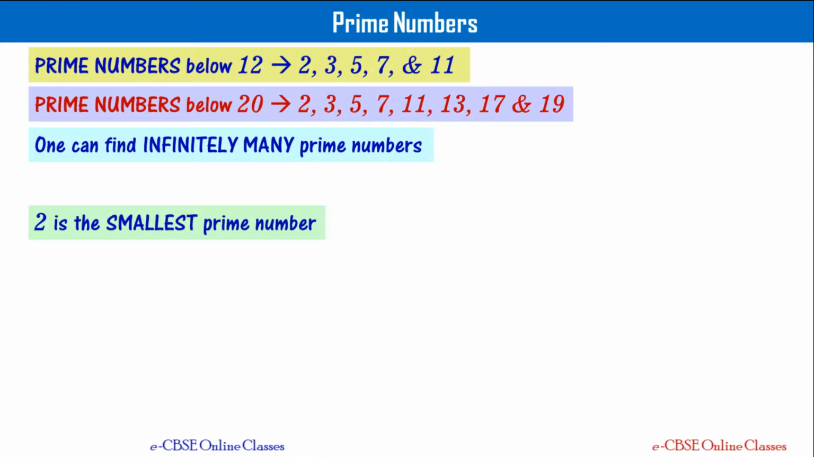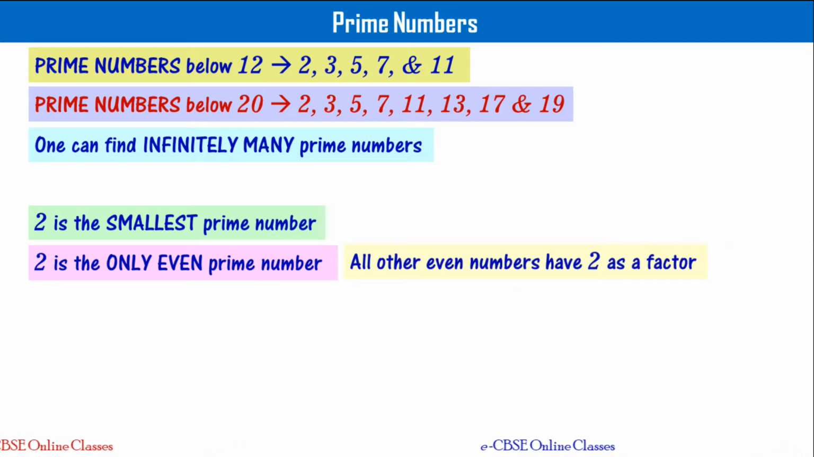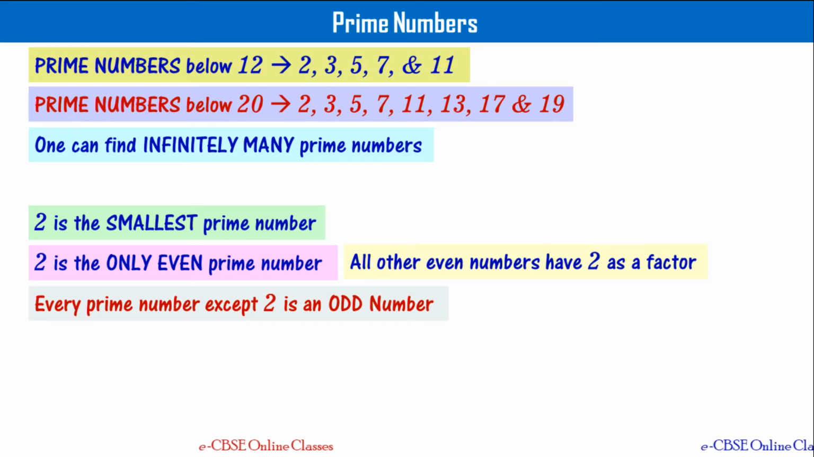And as you see here, 2 is the smallest of the prime numbers. And you must have observed that 2 is the only even prime number. No other prime number is an even number. Please take a note of that. Because all other even numbers have 2 as a factor, it means that along with the number itself and 1 as factors, those numbers have 2 also as a factor. That's why they don't qualify to be prime numbers, right? And every prime number except number 2 is an odd number. Please take a note of that.